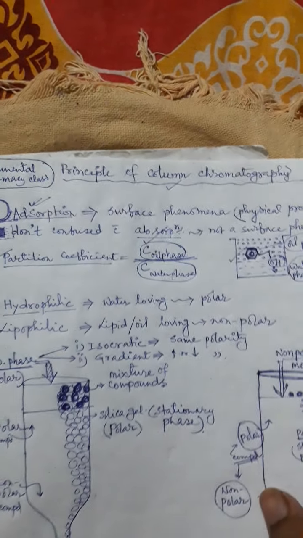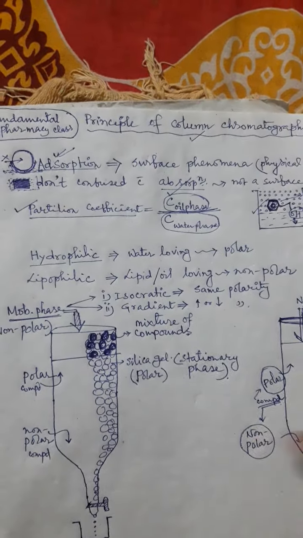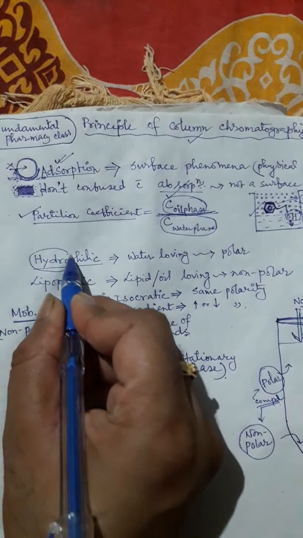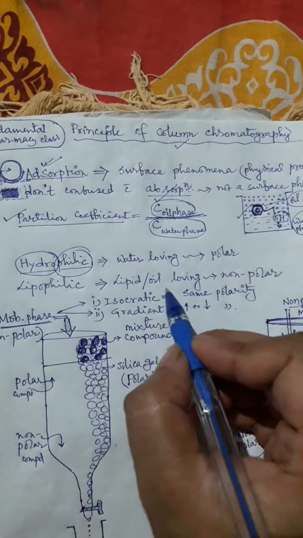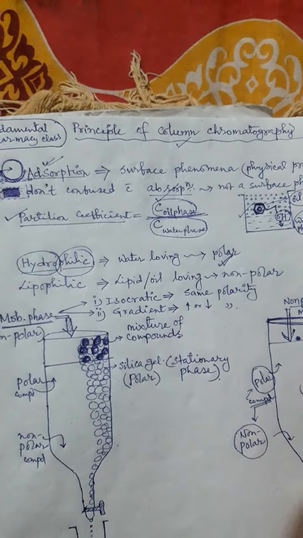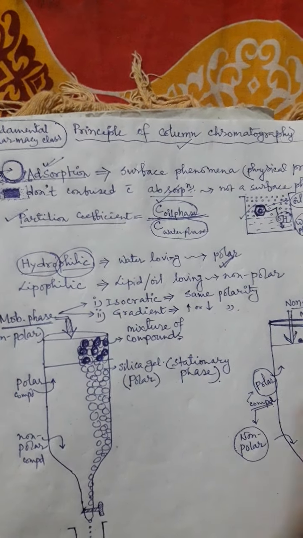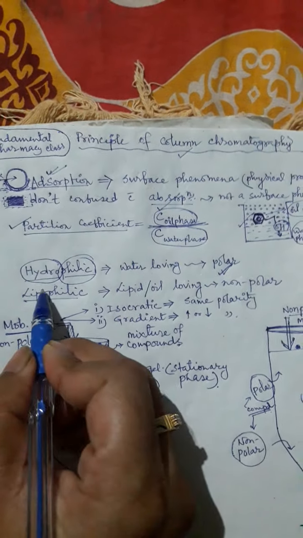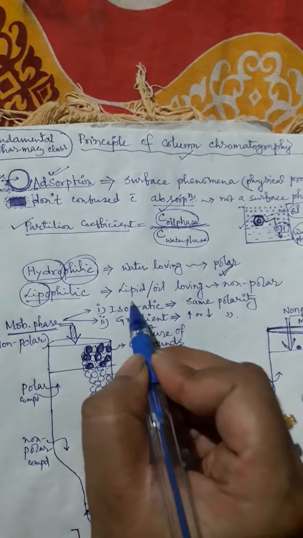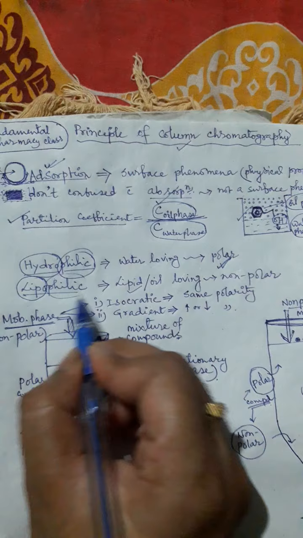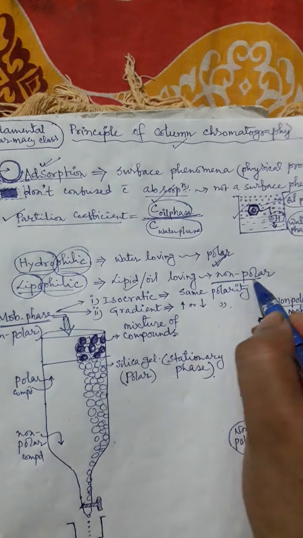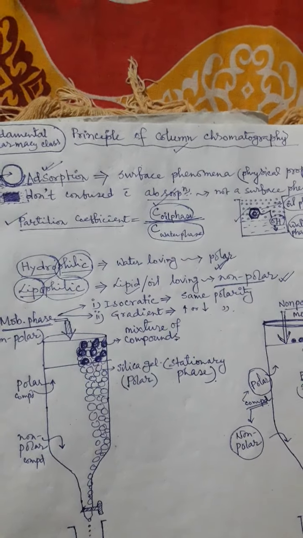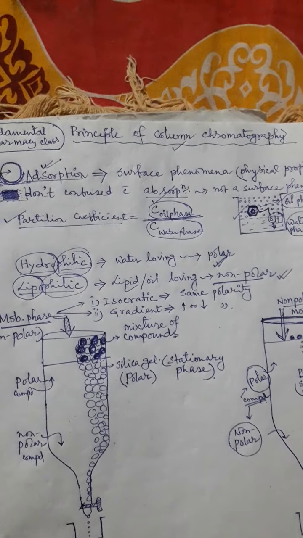Next coming, hydrophilic and hydrophobic. Hydrophilic means, hydro means water and philic means loving, that means a water-loving compound, which we generally say is polar. Now lipophilic is composed of two words. Lipo means lipid or oil and philic means loving. So this we usually note as non-polar.